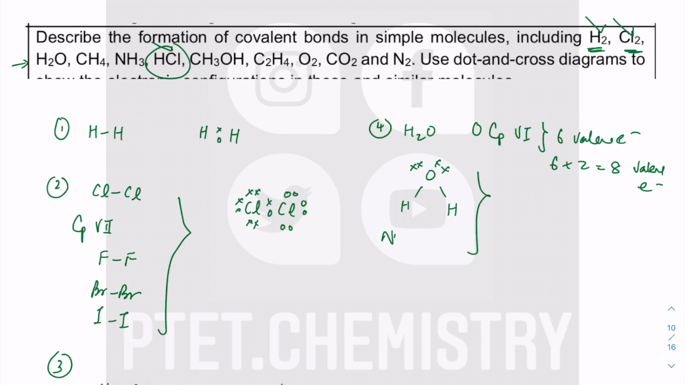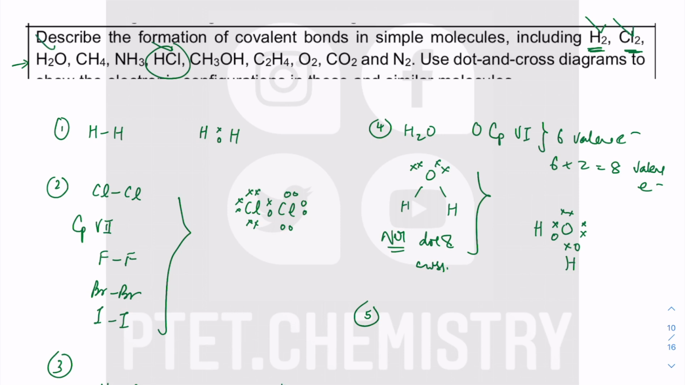This is not dot and cross. So to show dot and cross, hydrogen dot, cross hydrogen, cross oxygen, cross oxygen. If you like, you can use cross for hydrogen and dot for oxygen. As long as your electron count is good, then that will have been alright.